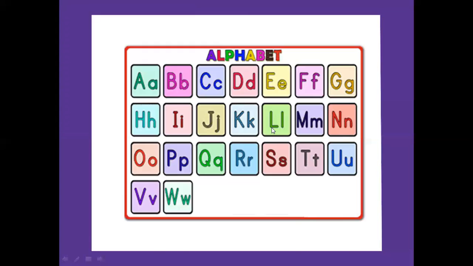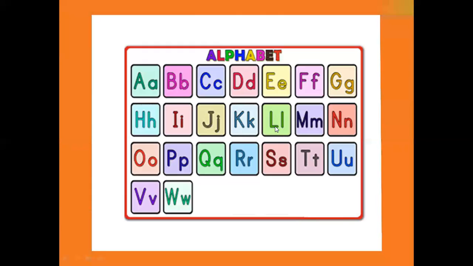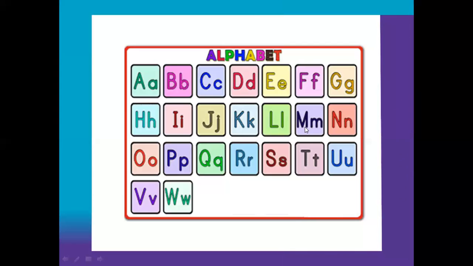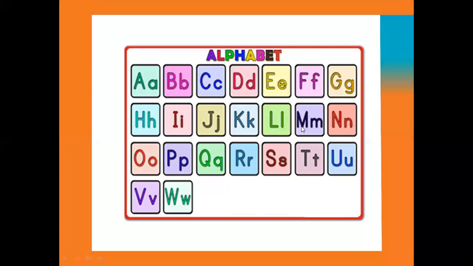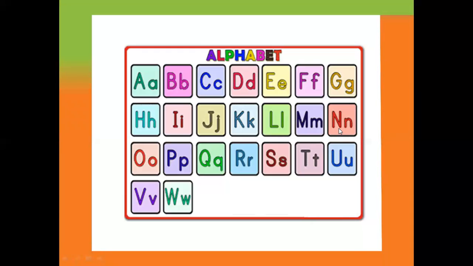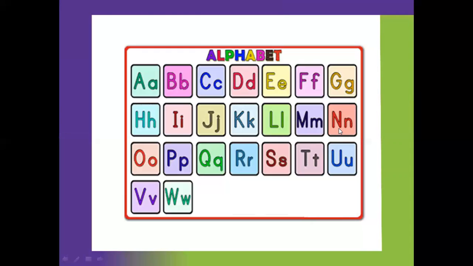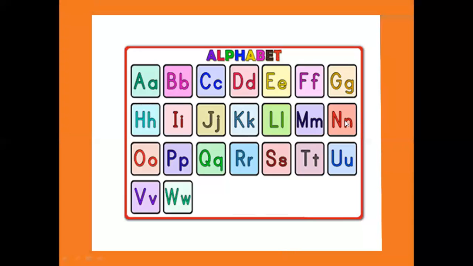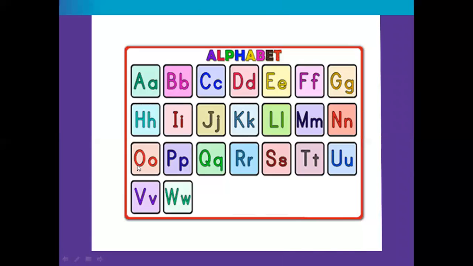Now after K, the next letter is L. Lion. After L, the next letter is M. This one is capital and this one is small. Monkey. Its sound is M, monkey. After M, our next letter is N. Night. After N, the next letter is O.